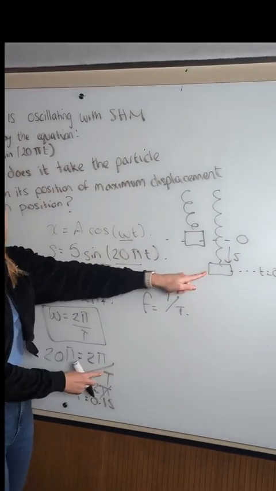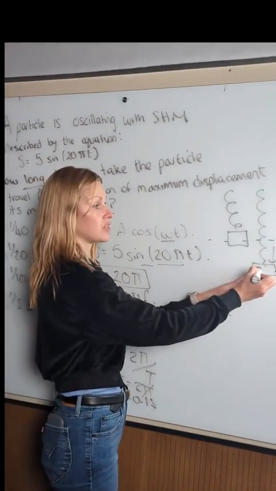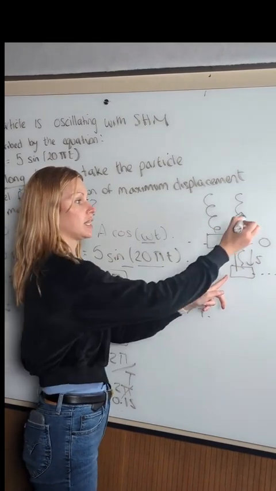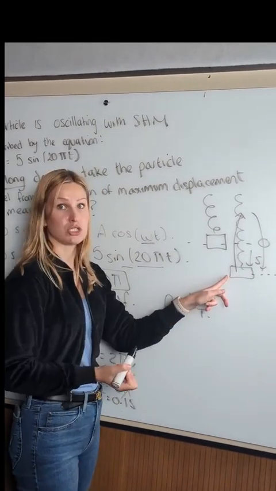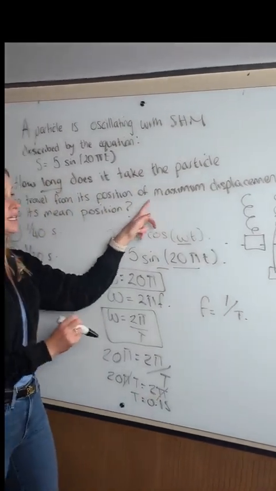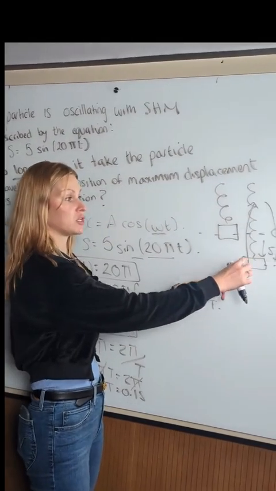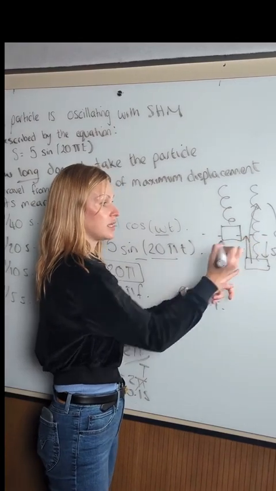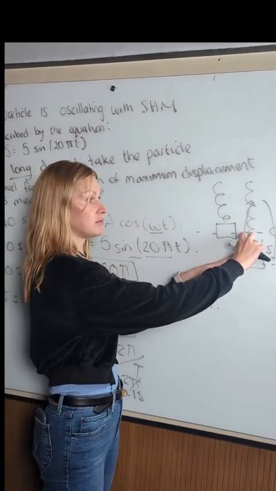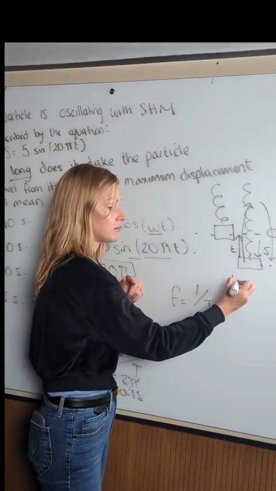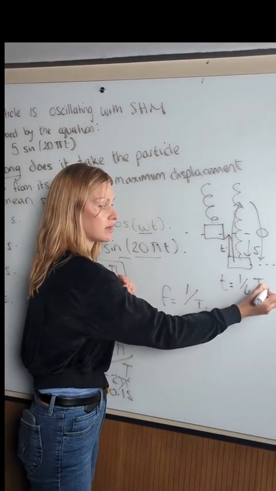The time that I calculated was the time for this spring to go the whole way back up to its maximum amplitude and the whole way back down to its minimum amplitude. Okay, so that's the time I calculated. But the time that I want is from maximum displacement to the mean. So I only want this time. And if I look at it, that time is a quarter of the whole time. So my time is a quarter of the whole time.